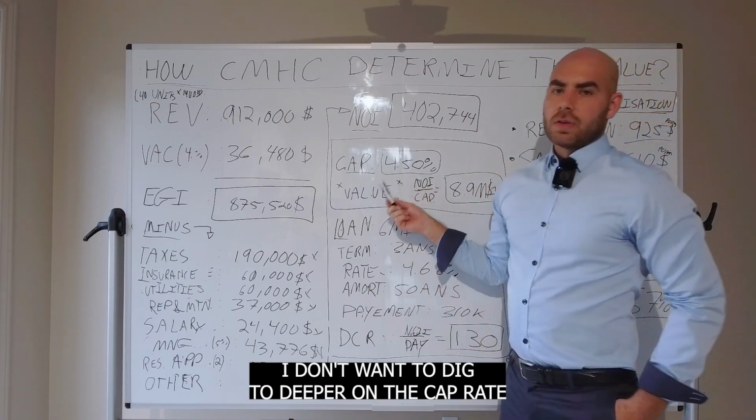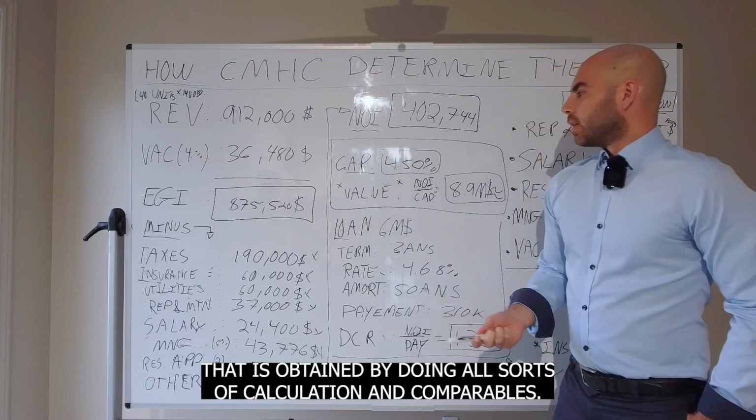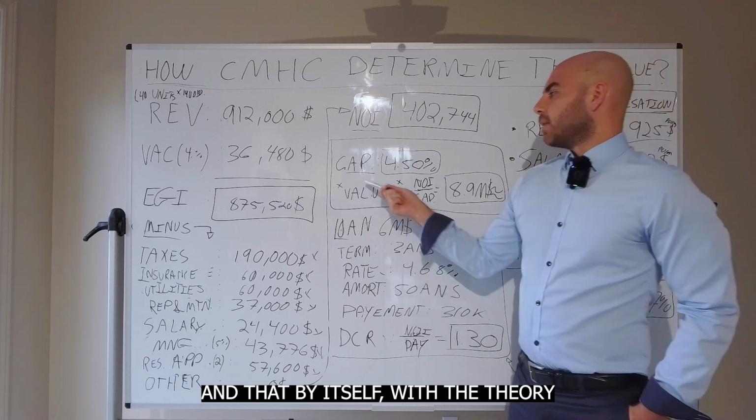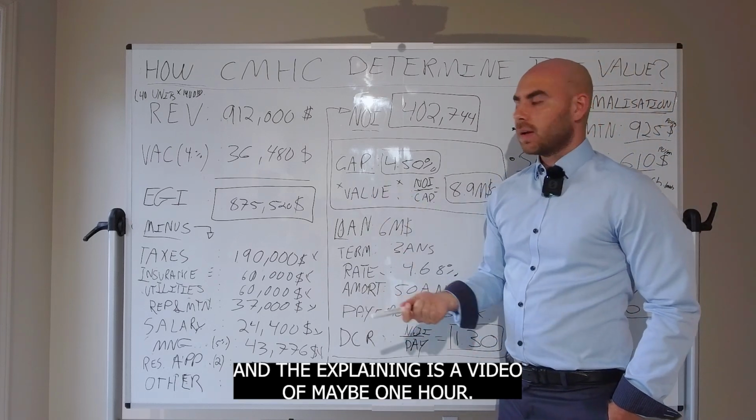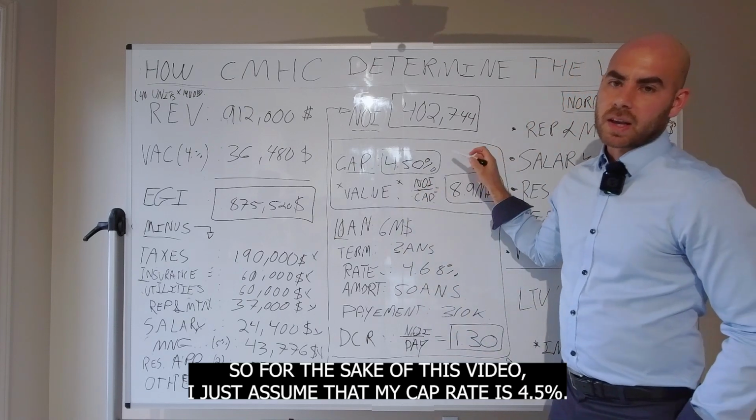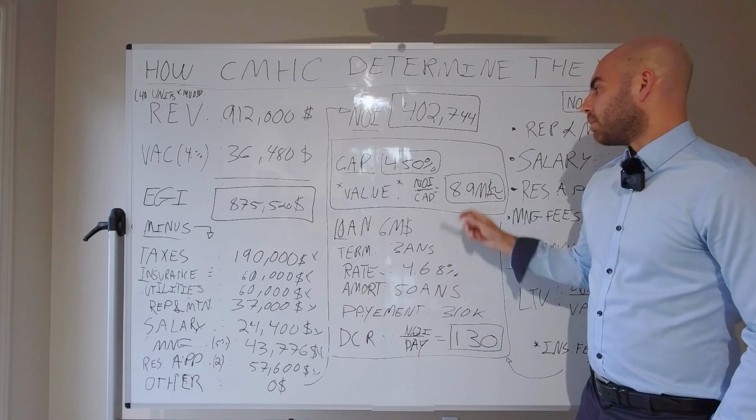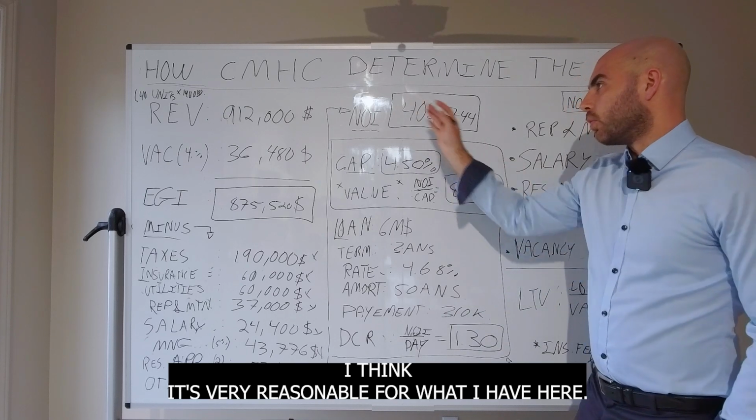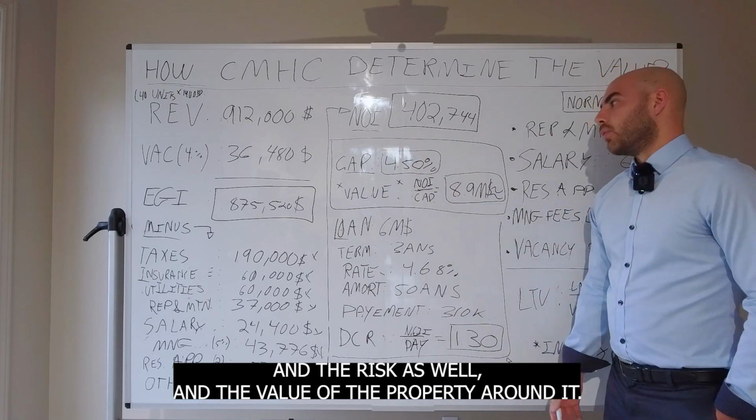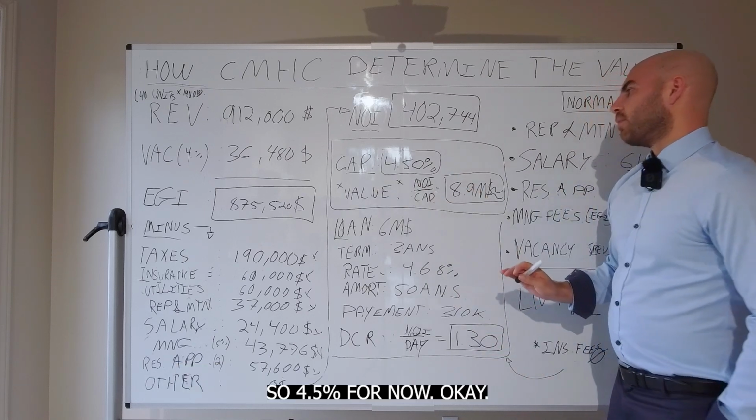I don't want to dig too deep on the cap rate because it is a value that is obtained by doing all sorts of calculations and comparables. And that by itself, with the theory and the explaining, is a video of maybe 1 hour, okay? So for the sake of this video, I just assume that my cap rate is 4.5%. This is a low cap rate, by the way, for this type of asset. And I think it's very reasonable for what I have here, but then again, this depends a lot on the region you are in and the risk as well and the value of the property around it. Like I said, it's a video on its own, so 4.5% for now, okay?